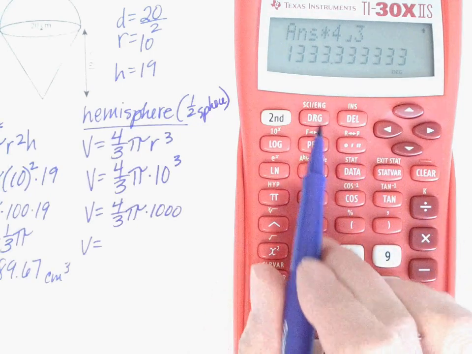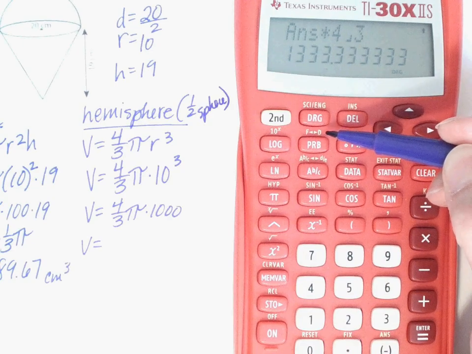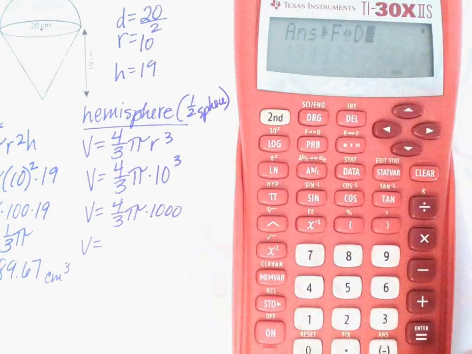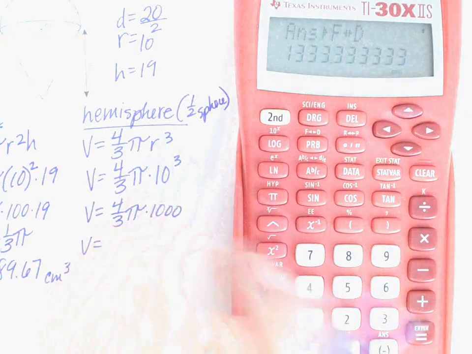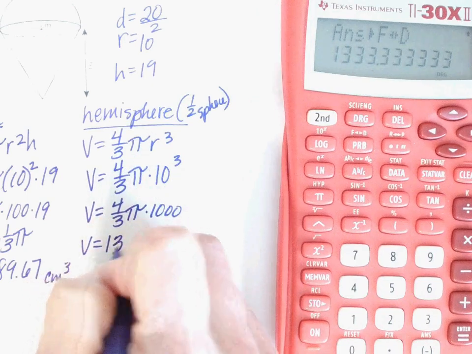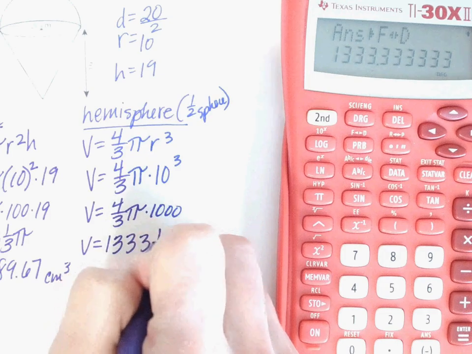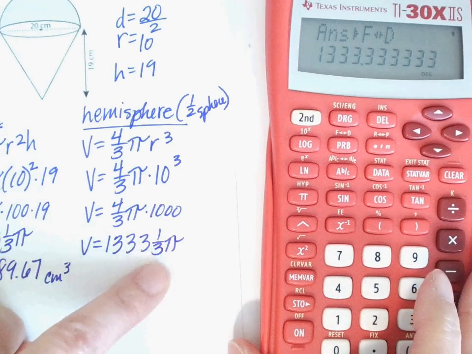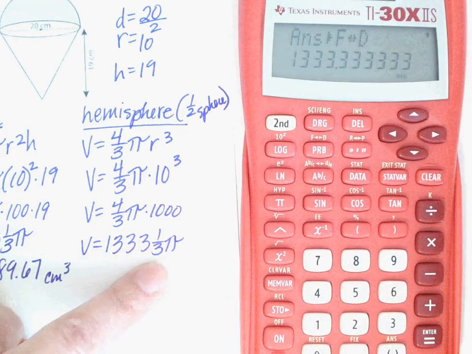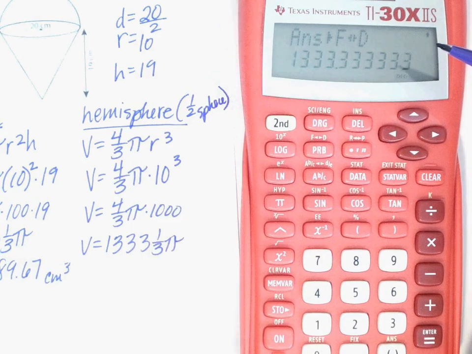So a quick reminder on how to convert a decimal to a fraction. You see the F-D arrows right here. I'm going to hit second and then that button. So it's going to be decimal to fraction. Oh, it doesn't want to do it for me. But anyway, the answer is going to be 1,333 1/3 pi. Okay, so I'm going to write it as a fraction because, again, this is my exact answer. Nothing has been rounded. But I could leave this in the calculator. That is fine. It's just remembering that 0.333 repeating is the same thing as 1/3.